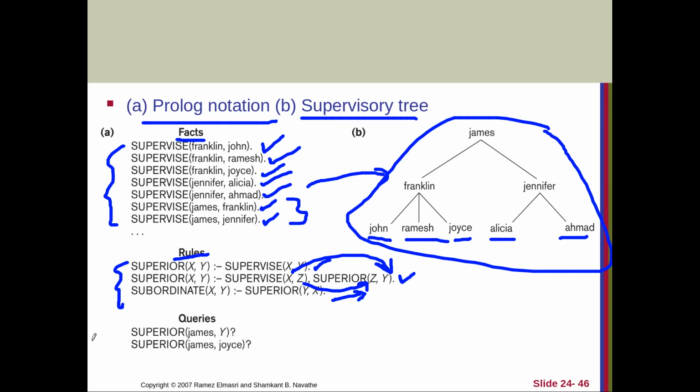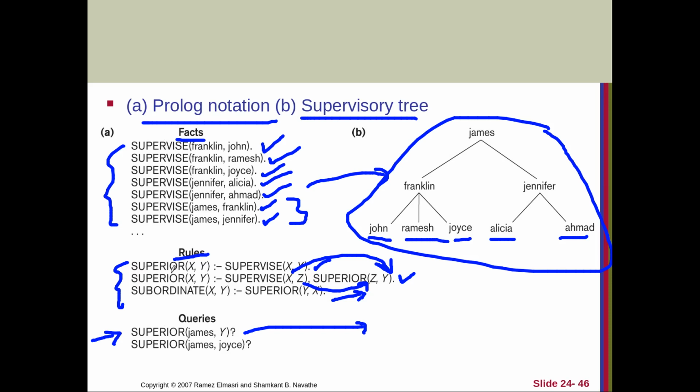Now later in the prompt we can apply a query like superior of James comma y. So this is the query that will be entered. In real Prolog, what will happen is, for superior of James comma y, it will first look into the facts whether there is any such statement available. No, it is not available. Then it will look into the rules, superior of James comma y.